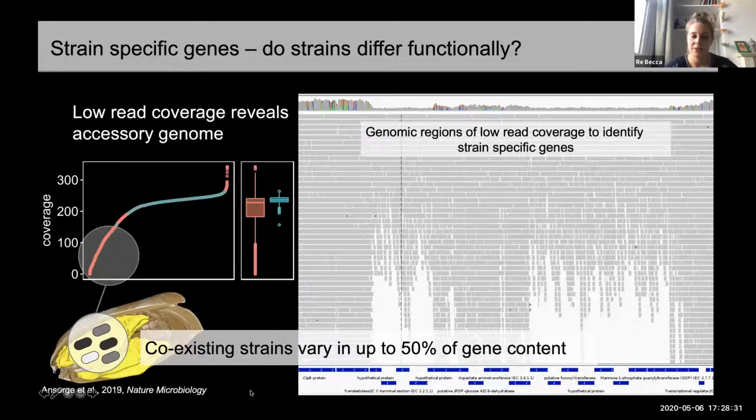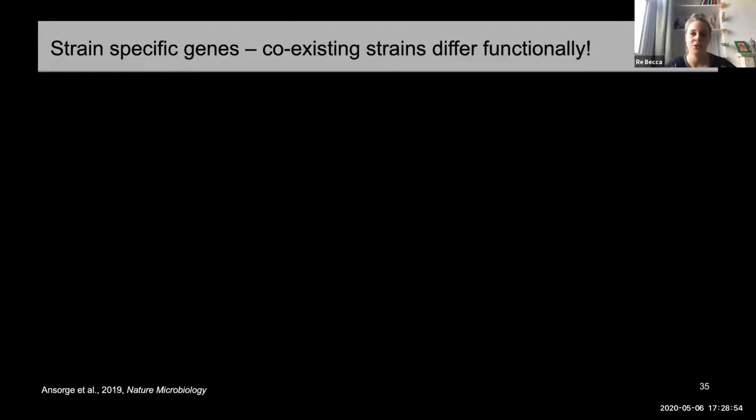And in fact, we did identify in some of the host individuals even up to 50% of the gene content to be part of this strain-specific or low-coverage gene pool, which was quite impressive for us. However, most of these genes cannot be annotated, so they were hypothetical proteins, so we still don't really know what they're doing. But there were a few genes that could be annotated functionally.